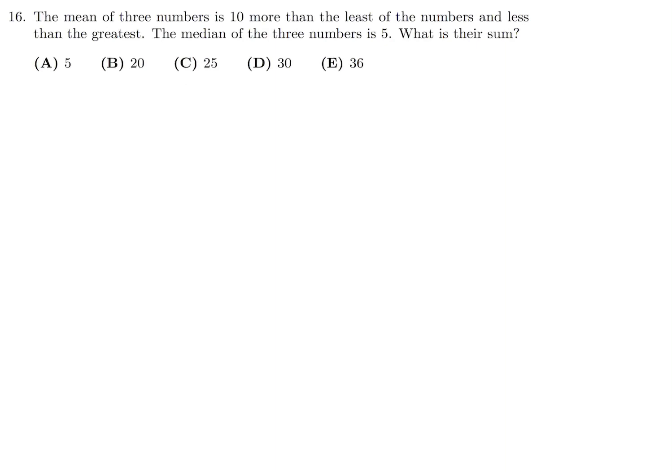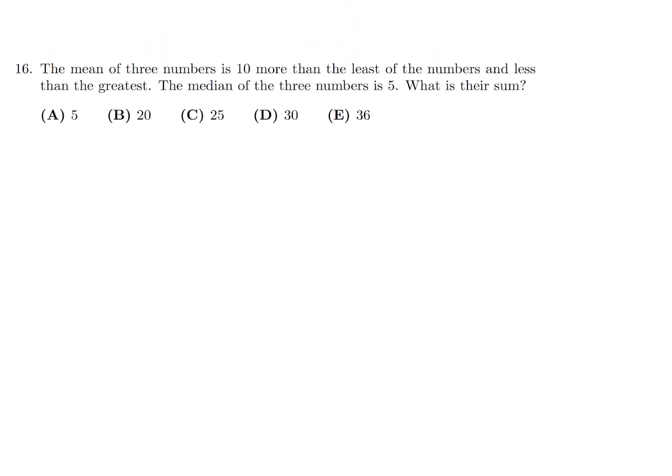The mean of three numbers is 10 more than the least of the numbers and less than the greatest. The median of the three numbers is 5. This question has a little bit of a typo. There's a number missing here. 15. So that is something that is obviously going to be very important for us to know. So the mean of the three numbers is 10 more than the least of the numbers and 15 less than the greatest. The median of the three numbers is 5. What is their sum? Okay.